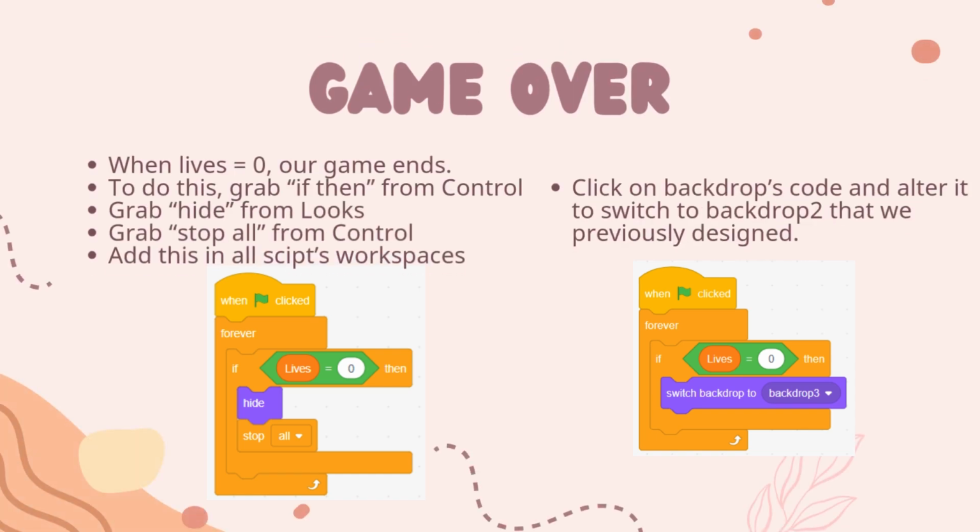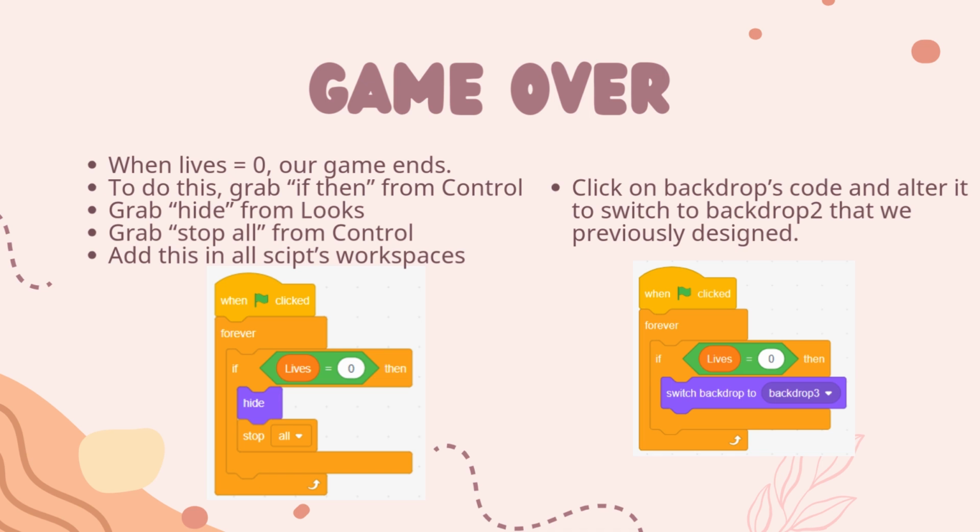To code our game over scenario, click on the maze backdrop's code. Grab a start, grab a forever block and an if-then block. Now for the if statement, we only call for a game over scenario if our lives are 0, so we get the equal to operator from operators and drag our variable lives into it so that it checks for our condition of lives equals 0. Then drag switch backdrop to from looks and pick the game over backdrop we designed in the beginning.